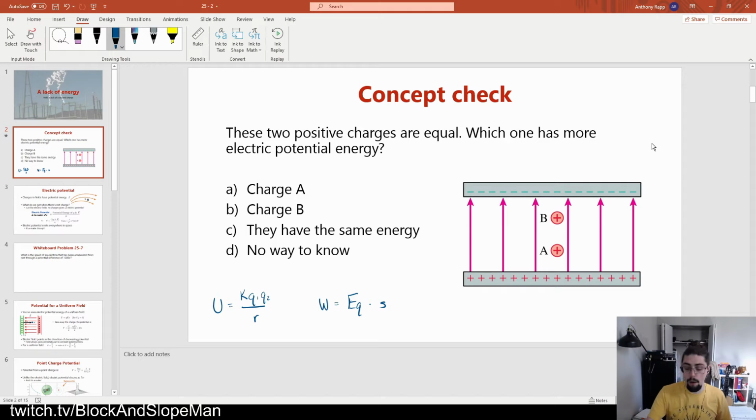So when I'm thinking about what's going on in this picture right here, let's compare how far each particle has to fall. Particle B wants to go towards that negative plate. It's going to go that distance right there. Whereas particle A is going to fall all of this distance. It's going to feel the same amount of force because the electric field is uniform. But because it has a much greater distance to fall, that S is larger, the work to be done is larger, the potential energy of particle A is larger.